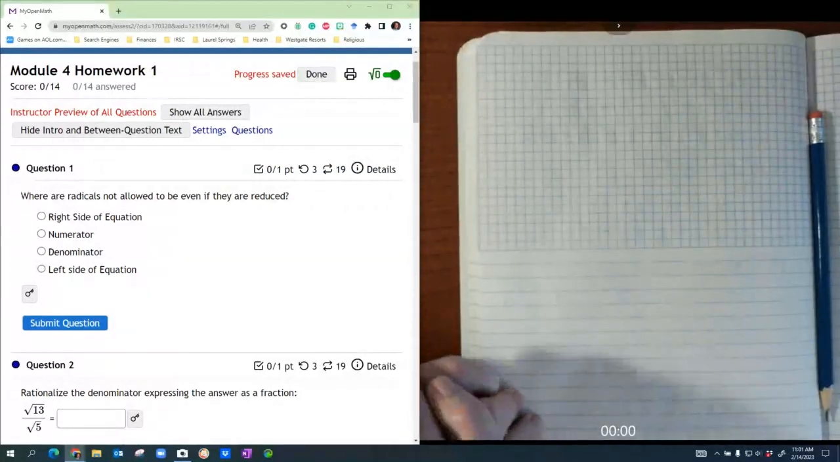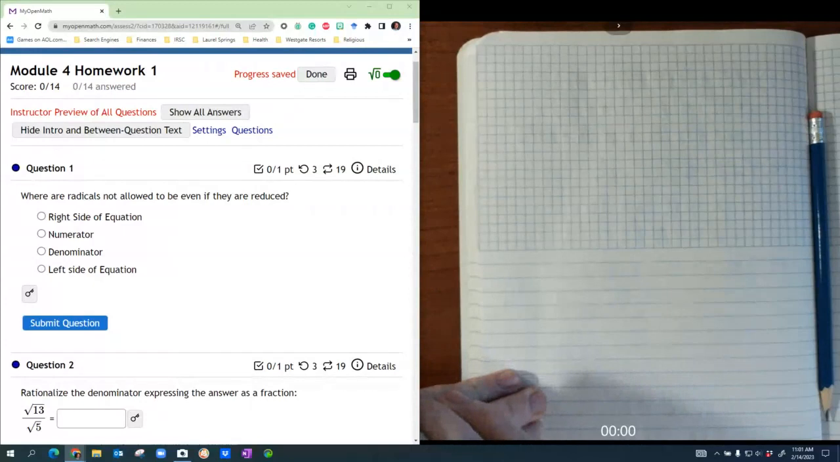All right, we're going to cover Module 4, Homework 1. We're looking at 14 questions to address the concept of rationalizing the denominator.